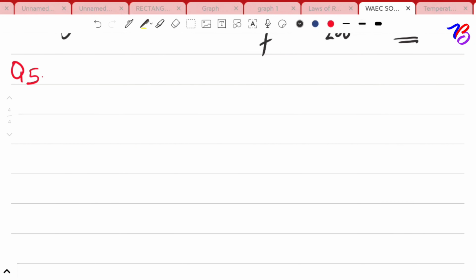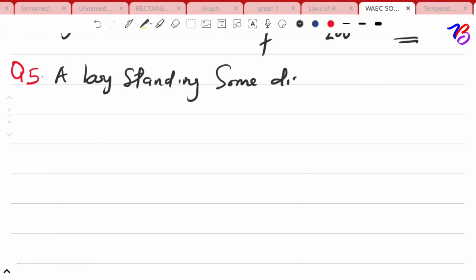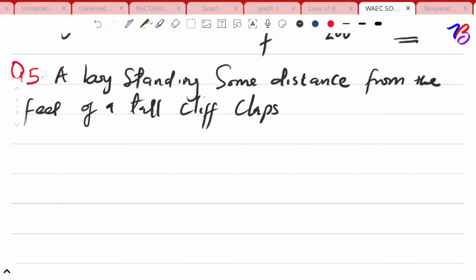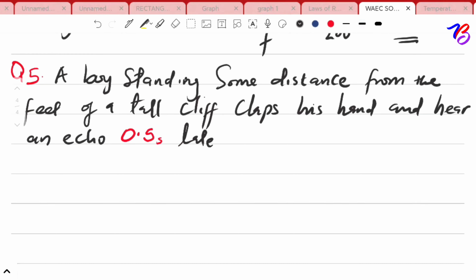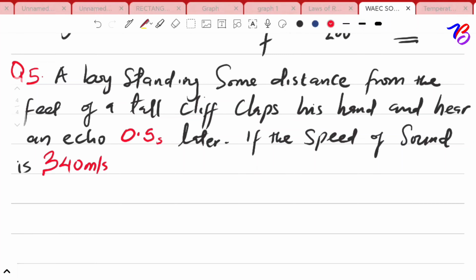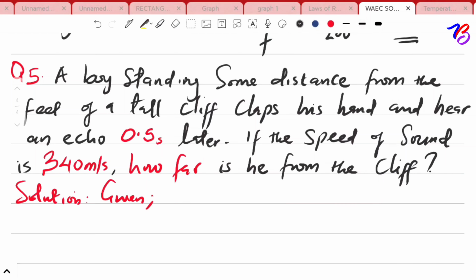Another question here before us. A boy standing some distance from the feet of a tall cliff claps his hands and hears an echo 0.5 seconds later. So the question is, if the speed of sound is 340 meters per second, how far is he from the cliff? Three components: we have time, we have velocity, we now have distance. So let's extract our given data so that we can solve this question properly.